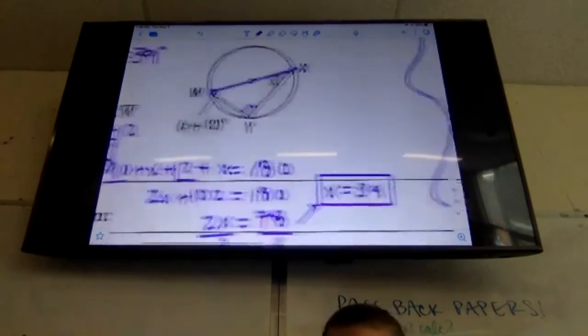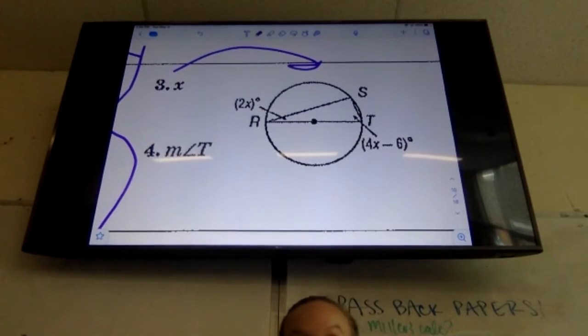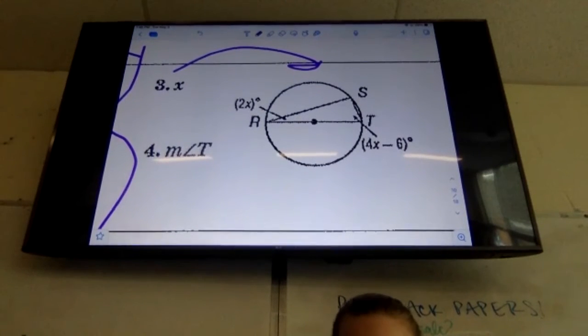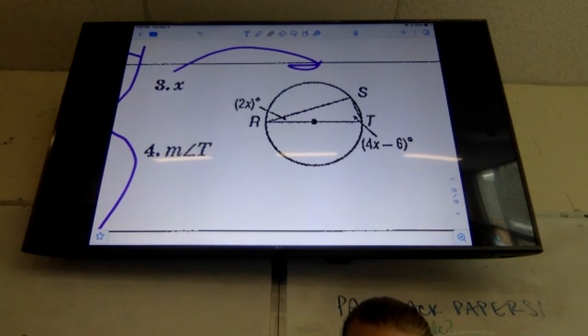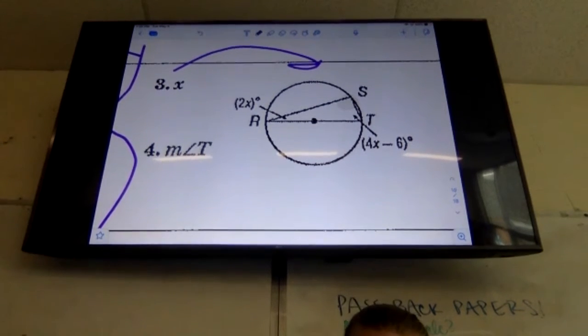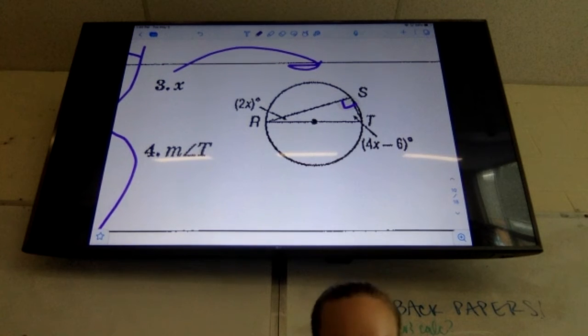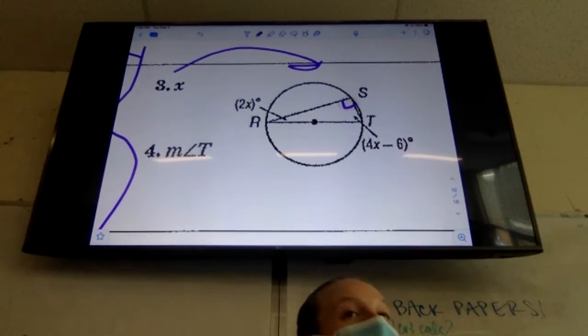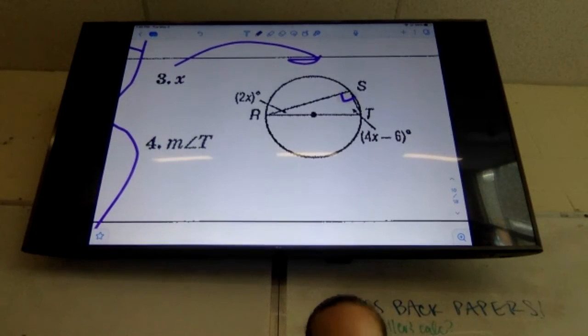All right, let's do the two next to it. What do we know about this triangle? The angle at S is 90. Why do you know that? Good. RT is the diameter, which is also the hypotenuse of this circle. And how does that help me? How am I going to find X?